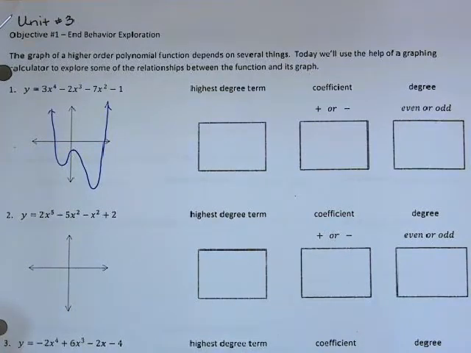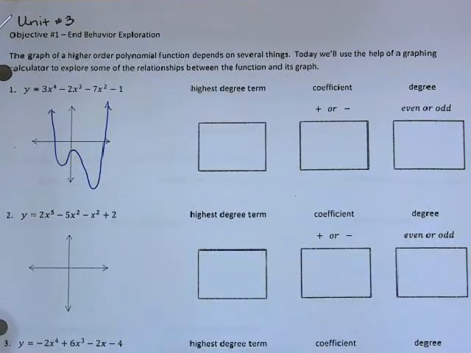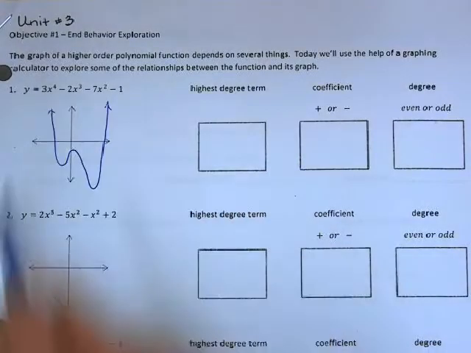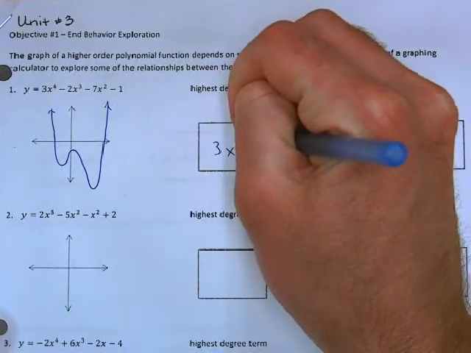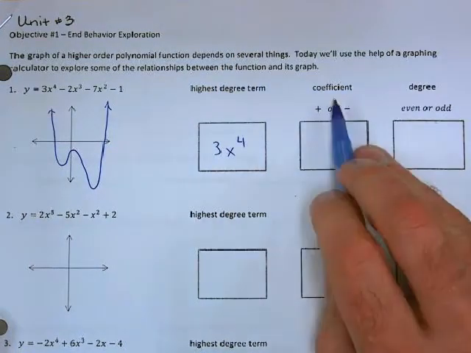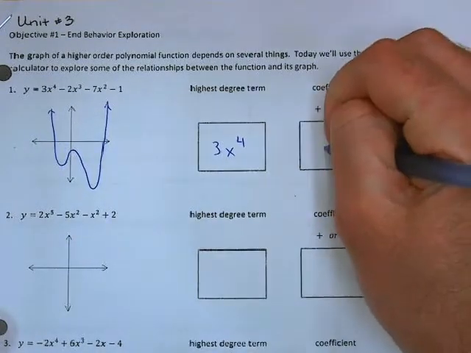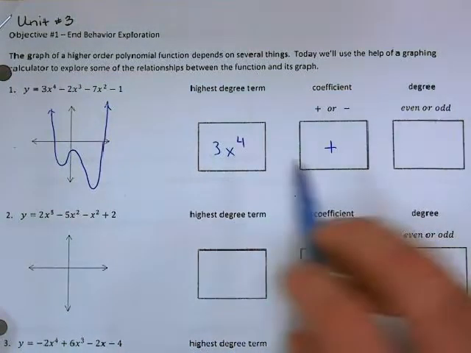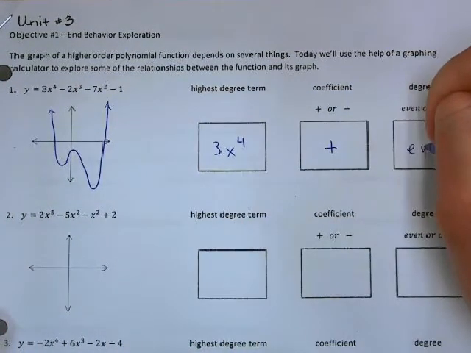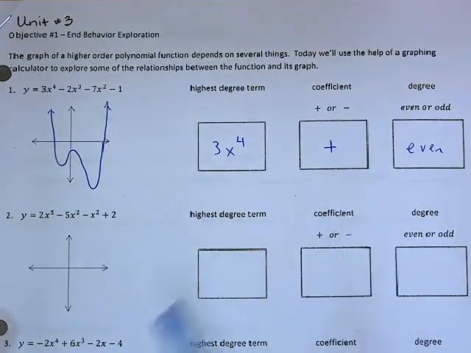Okay, and then we want to focus on a few things. What's our highest degree term? And again, the degree is just relating to the exponents. So what's the highest exponent? Well, x to the fourth is our highest one, and the whole term is 3x to the fourth. Okay, is the coefficient in front of that positive or negative? Well, it's a positive 3, so it's positive. And then is our degree, our exponent, even or odd? Well, it's to the fourth power, so that's even. Okay, and then what does this stuff result in? What does this really tell us?